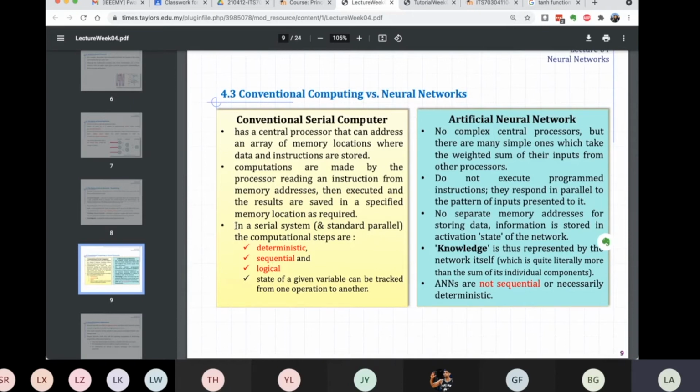In the third point, in a serial system or standard parallel system, the computational steps are deterministic, sequential, and logical, so the state of a given variable can be tracked from one operation to another. Compared to that, the artificial neural network is not sequential and not necessarily deterministic.